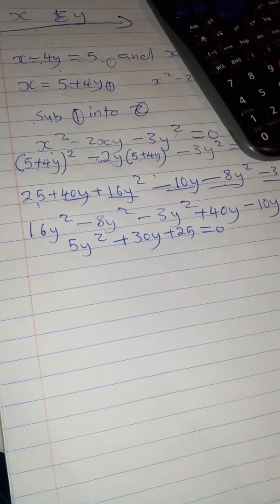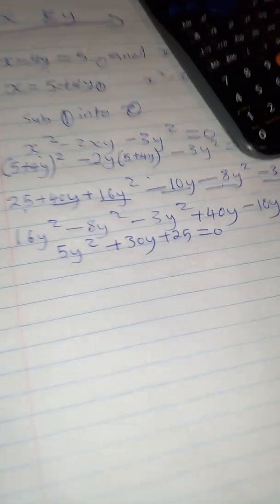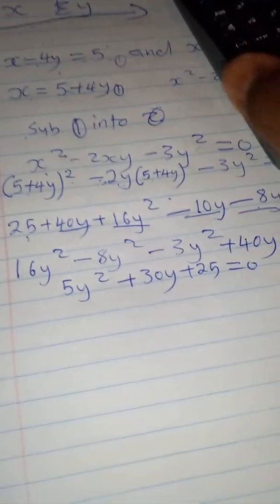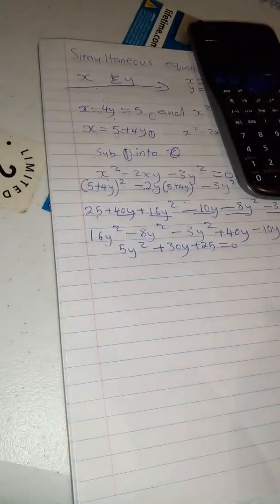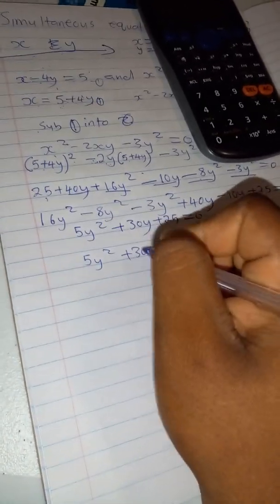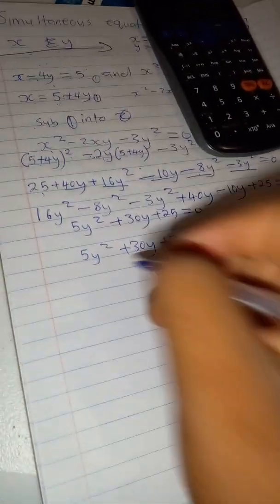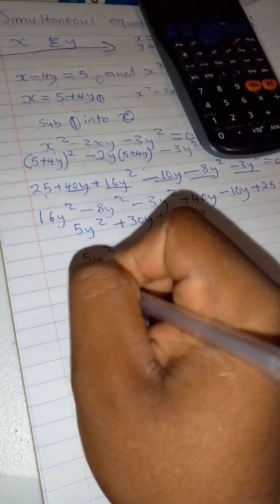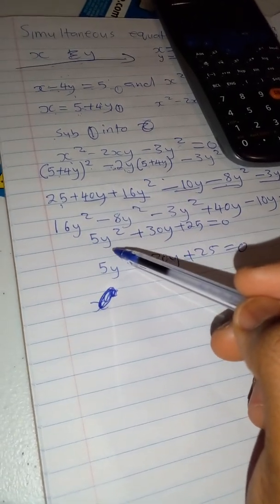You see, you can divide everything by 5 so that it will be y squared plus 6y plus 5, but let's just do it like this. So here is our equation, which is a trinomial: 5y squared plus 30y plus 25 equals 0. Let's use our quadratic equation. When you are doing a quadratic equation, it is not always x. You must check what we are solving for.